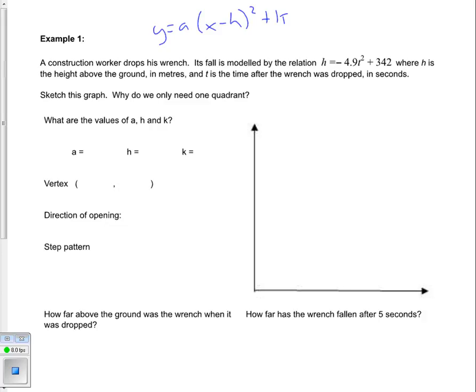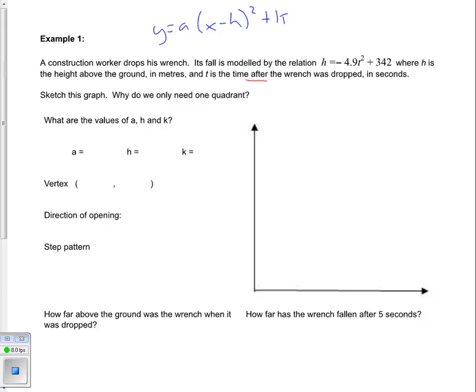In this first example, we have a construction worker who gets frustrated and drops his wrench. It's going to fall. As it falls, its relationship is modeled by h equals negative 4.9 t squared plus 342, where h is the height above the ground in meters, and t is the time after the wrench was dropped, in seconds. It's very important to note that it represents time after the wrench was dropped.